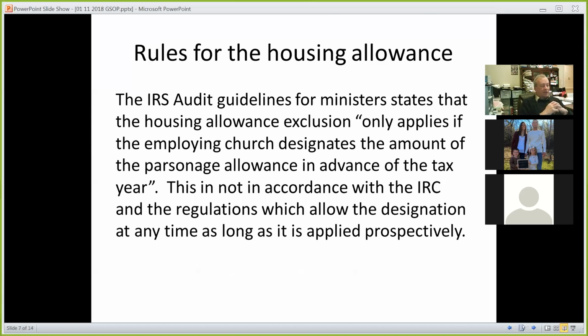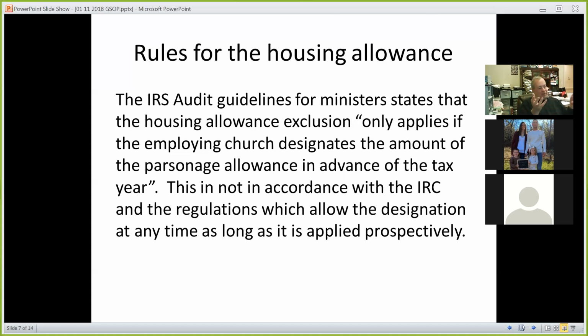The IRS audit guide for ministers states that the housing allowance exclusion only applies if the employing church designates the amount of the parsonage allowance in advance of the tax year. That's not what the law says. And I suspect if they audited you and said, no, you didn't have that until January, so I'm going to disallow anything from housing allowance, and you went to court about that issue, you would most likely win, because the law says you can set it at any point in time, and you can use those numbers prospectively, and you can adjust it at any point in time and use the adjusted number prospectively.